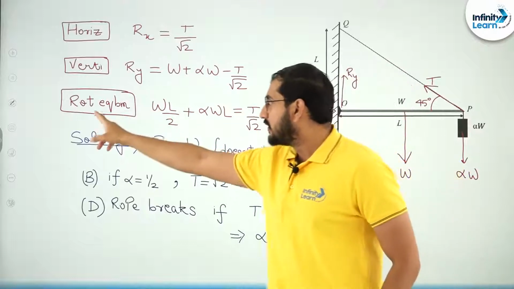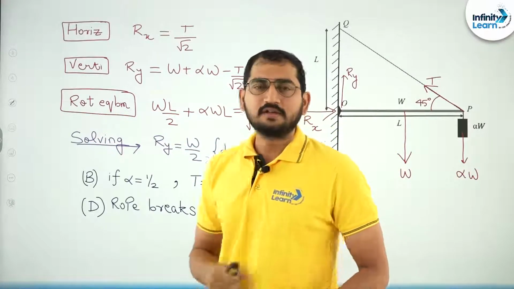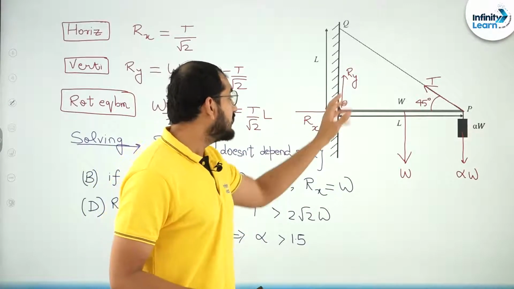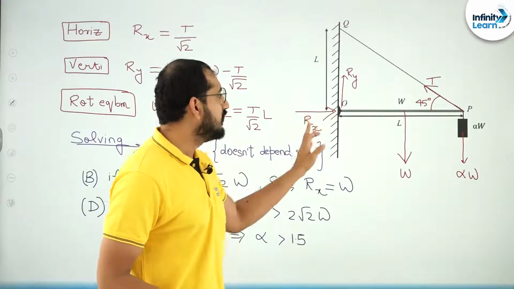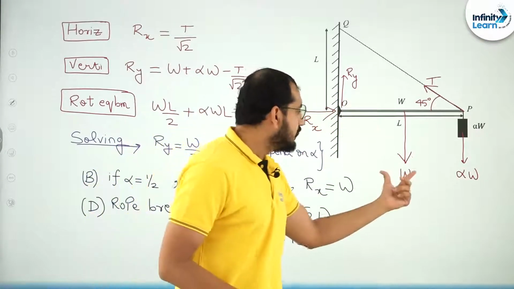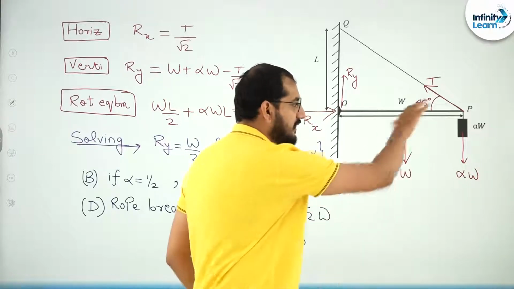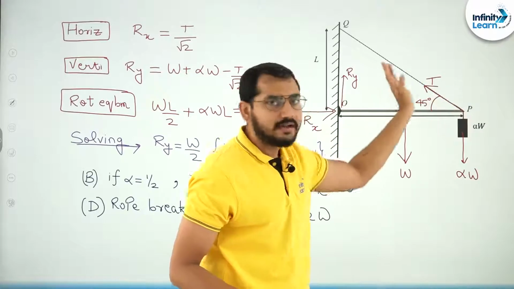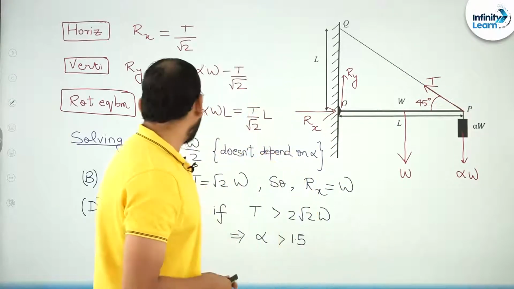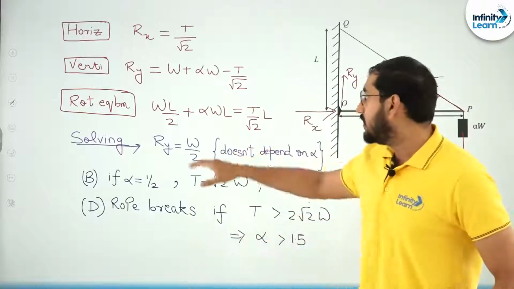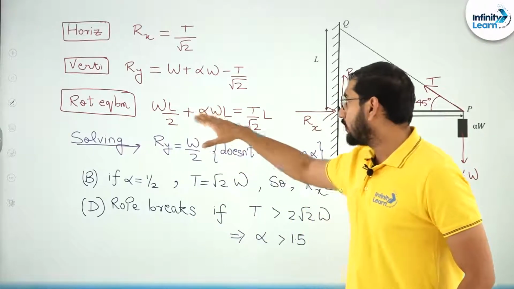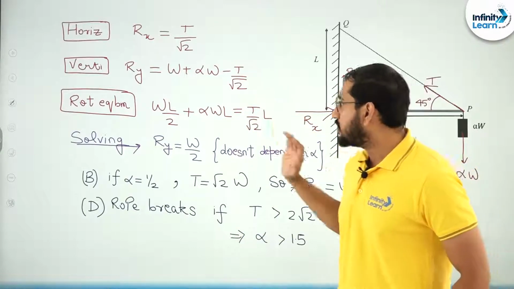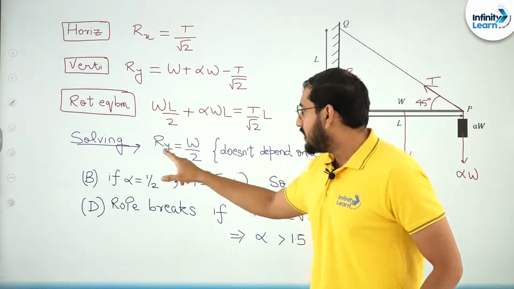Now the third equation will be of rotational equilibrium. So I balance the torque about point O. About point O you can see that Rx and Ry are passing through point O only, so their torque will become 0. Now the torque of W and alpha W will act in the clockwise direction, whereas the torque of T sin 45 degrees will act in the anticlockwise direction and they will balance each other. That same equation I have written here. In the rotational equilibrium, this is the torque of the weights and this is the torque of tension balancing each other. Now if I solve this equation, I will get that this Ry is coming out to be W by 2.